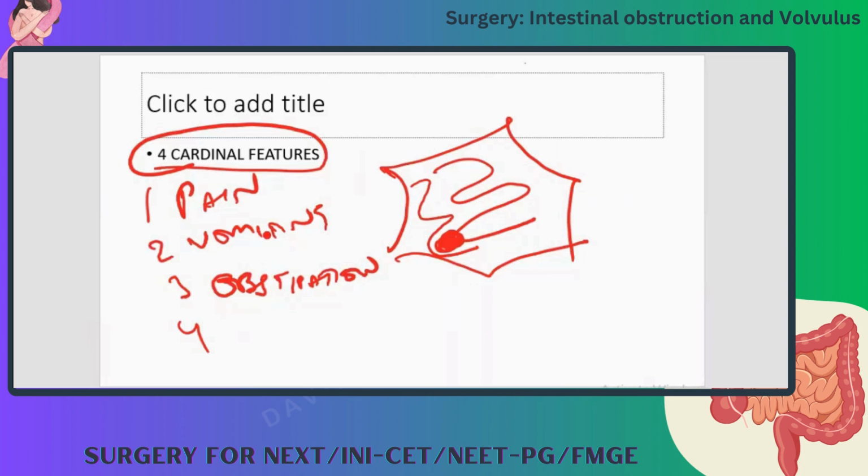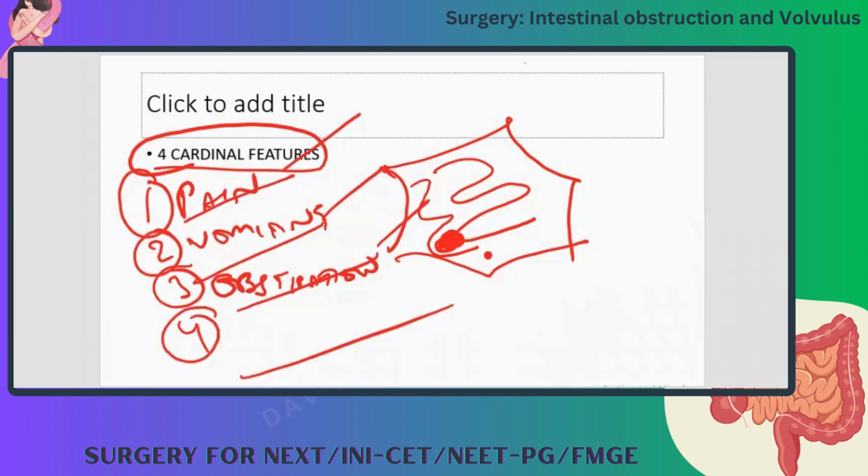What is constipation basically? Constipation is not passing solid fecal material. Obstipation is not passing both flatus and feces. In constipation, he will be able to pass flatus; he is not passing feces, but he is passing flatus. In obstipation, he is not passing both. Okay? Pain is there, vomiting is there, obstipation is there.